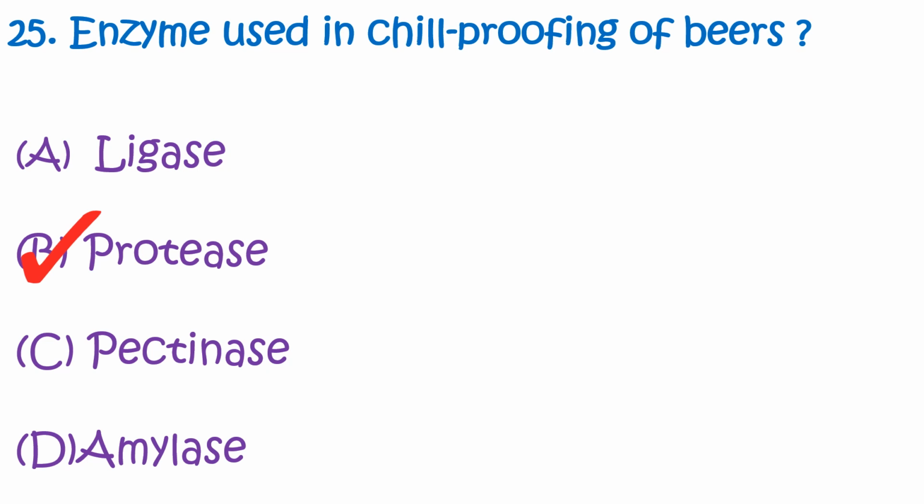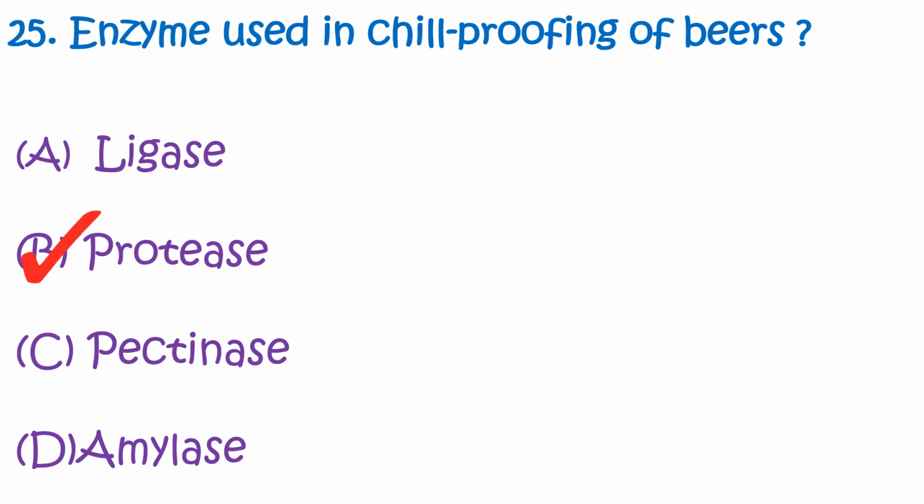Chill proofing is a process where beer is cooled to sub-zero temperatures or almost to 0 degrees Celsius for a longer period of time, so that the proteins and the polyphenols which come from the malt in the beer coagulate to form larger particles which can then be filtered to produce clear and haze-free beer. To reduce the time taken to break down the proteins, the protease enzyme is used.